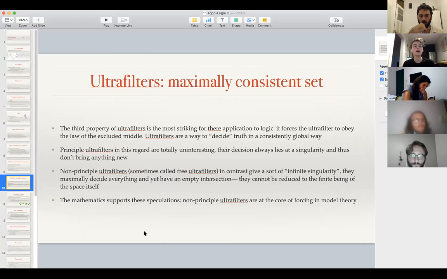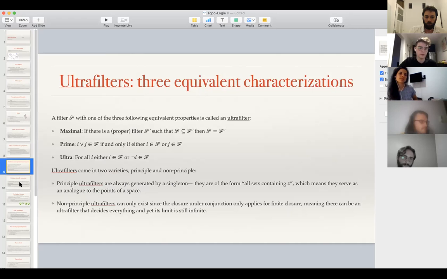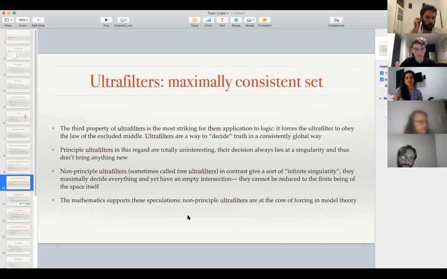An ultrafilter, when we talk about it as these more or less consistent sets, is going to be a maximally consistent set. What that really means is that, first of all, it obeys the law of the excluded middle. That is just literally this ultra property. But even more so, an ultrafilter is a way to decide truth globally and consistently. It decides everything in your poset or in your set that the filter's over, but it decides it consistently. Right, so this is the point I was talking about. Principal ultrafilters, not really interesting. They always go down to a singularity, but a non-principal ultrafilter gives this sort of infinite singularity.